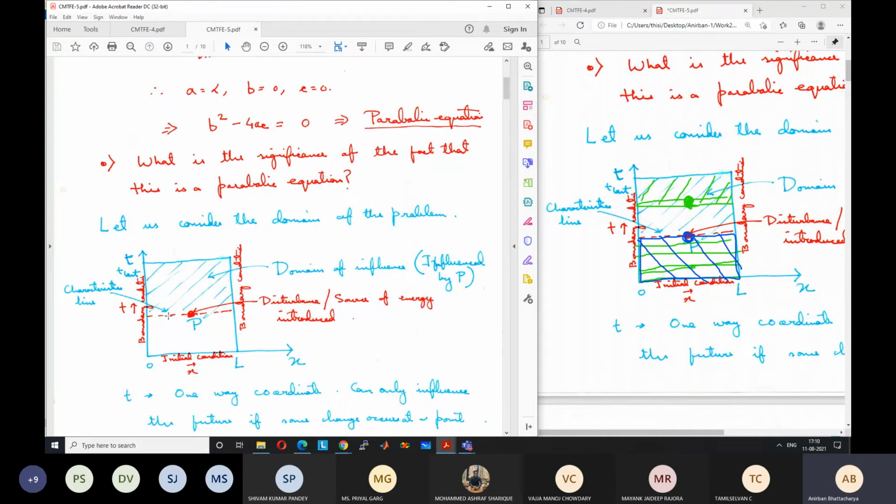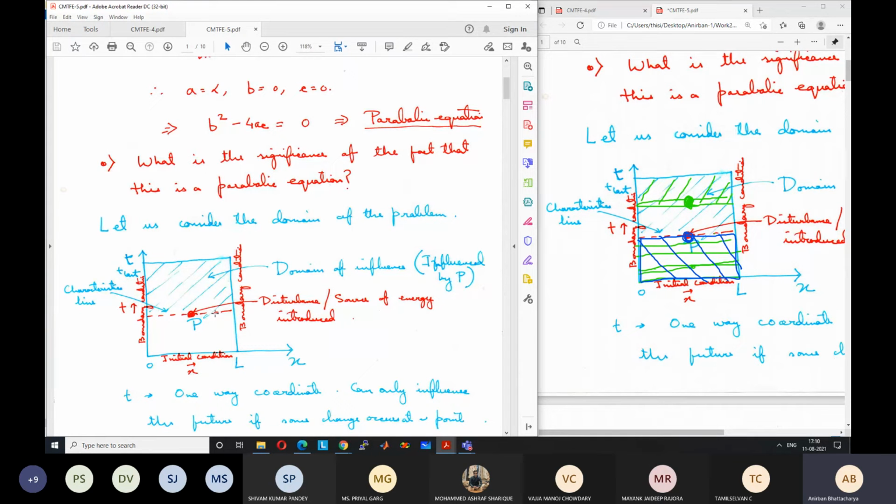It does not come in any domain. Or you can say, sir, that it comes in both the cases. Any change that is happening here will influence any change along this line also. So that's why it is part of the domain of influence. And any change that is happening on this line will also change the P. So it also comes as domain of dependence.